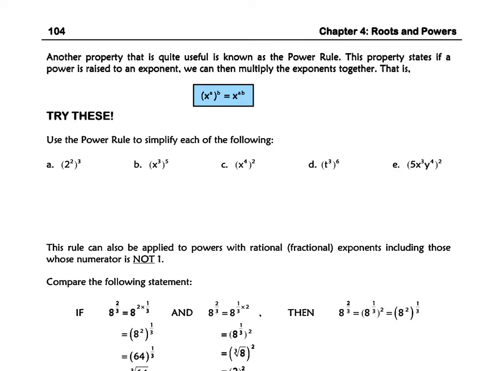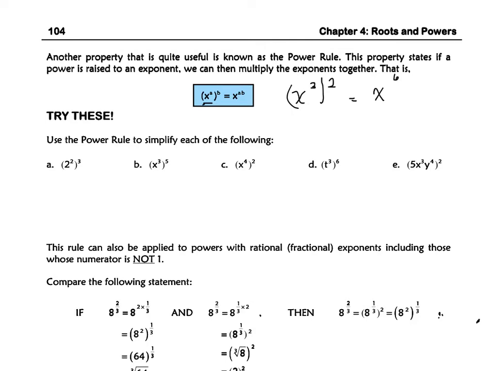Okay, so another property is your power rule that basically says if you have a power term that's raised to a power, then you've got one base, 2 powers, you multiply the exponent. So for example, if you had x cubed all squared, that would be the same thing as x to the 3 times 2 or x to the 6.